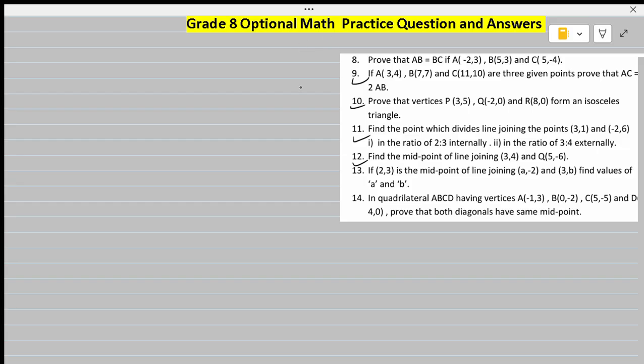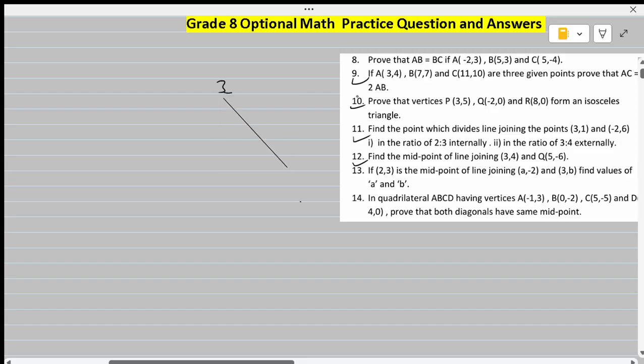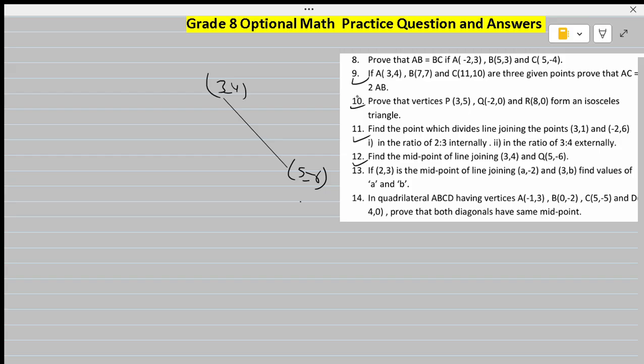Now we're going to number 12. In number 12 we are asked to find the midpoint of the line joining 3 comma 4 and 5 comma minus 6. So the first point is 3 comma 4, and the second point is 5 comma minus 6, and we are finding their midpoint. We consider 3, 4 to be the first point x1 comma y1, and 5, minus 6 to be x2 comma y2. After that we find the midpoint.